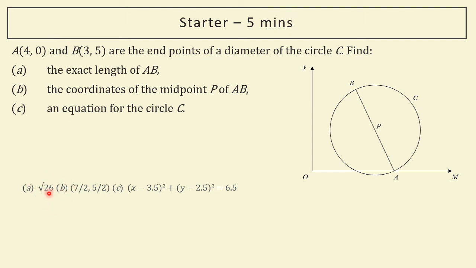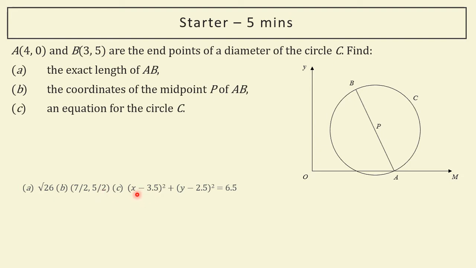Can't do anything with that. Simplify it further as a square root. The coordinates of the midpoint, so we're looking at the average of the x coordinates, the average of the y coordinates. Average x coordinate then would be 3.5, or 7/2, if you like, 7 divided by 2, and the average y coordinate would be 5/2, or 2.5.